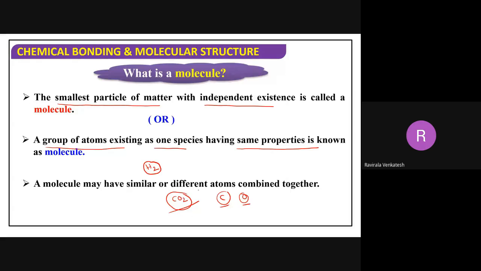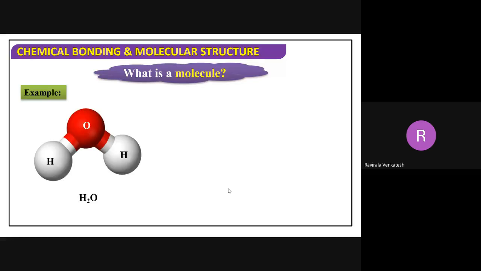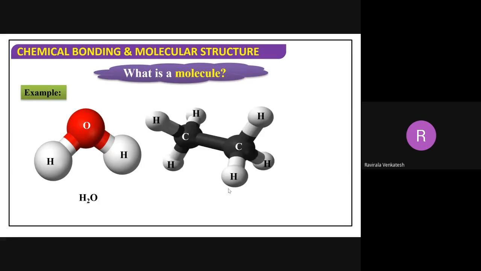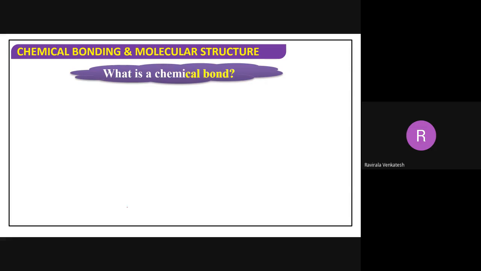Once they form a molecule, what happens? They lose their identity. Carbon and oxygen lose their identity and form a different property called carbon dioxide. Water is one of the molecules, isn't it? This is called ethane, C2H6. These are nothing but molecules actually. All these are molecules.